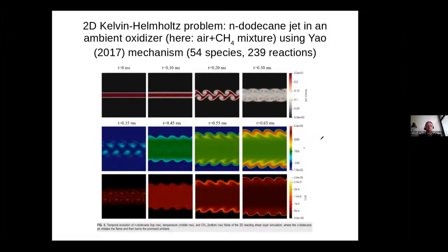So let's start with the 2D Kelvin-Helmholtz problem. We have this n-dodecane jet here in the center, and then we have the oxidizer over here. In this case, I'm now switching more to the dual fuel side, so the oxidizer is an air-CH4 mixture. The purpose is, as you remember, in dual fuel, you want to have a diesel spray which ignites the ambient premixed low reactivity fuel. We used the Yao mechanism from 2017, with 54 species n-dodecane chemistry and 239 reactions.